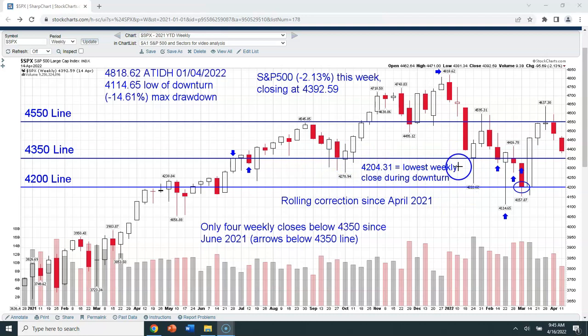But on a weekly closing basis, we know we got down to intraday as low as 4114.65 on February 24th, but on a weekly closing basis, the lowest close we've had, 4204.31, is the lowest close we've had during this downturn, but also it's the lowest close that we've seen on the S&P 500 since clear back here in June of 2021. So this is super important, and then we ricocheted right off of that 4,200 level and got back up to 4550, but we've stalled and rolled back over.